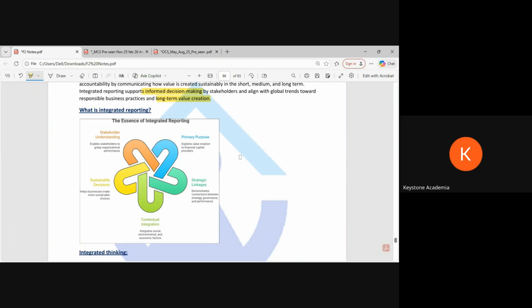So that's like an integrated report. Same thing, we have to give it to our stakeholders so they have a better understanding. What is the essence here? Stakeholder understanding, primary purpose, value creation, delivery of value we discussed in pre-scene, how it links between strategy, governance, performance, how things get integrated, why we need to have a good relationship with the society, environmental groups, the government. Sustainable, is the business sustainable?